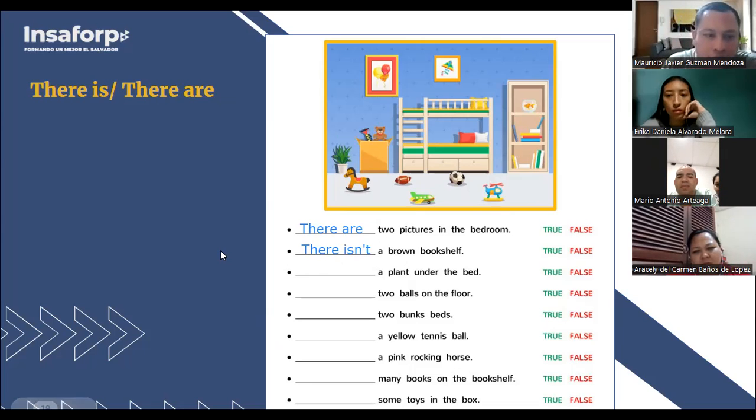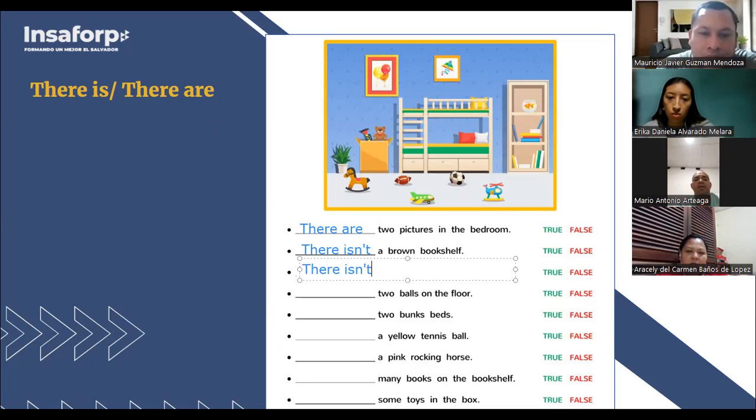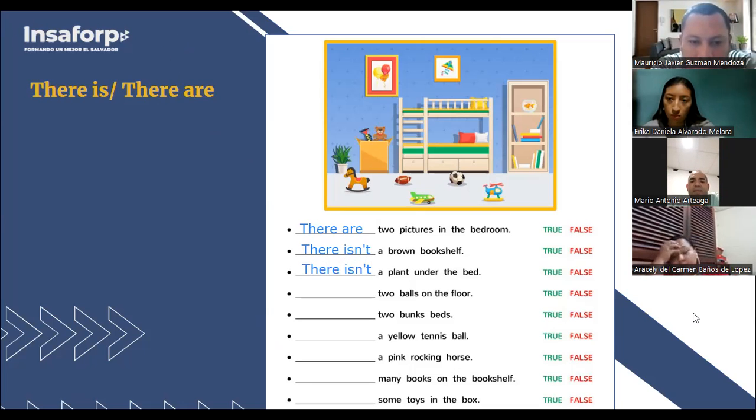Mauricio. A plant under the bed. False. Okay, there isn't. Okay, correct. There isn't a plant under the bed. Yes. Erica, number four, two balls on the floor. There are two balls on the floor. Yes, correct. Okay, Mario, two bunk beds. There are two bunk beds. Two. Okay. There are.